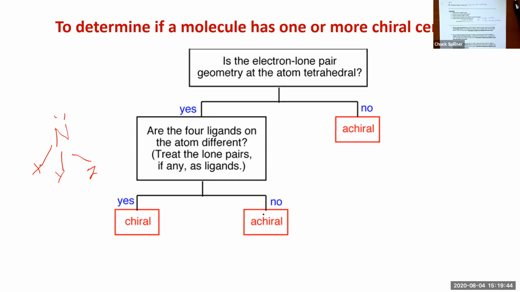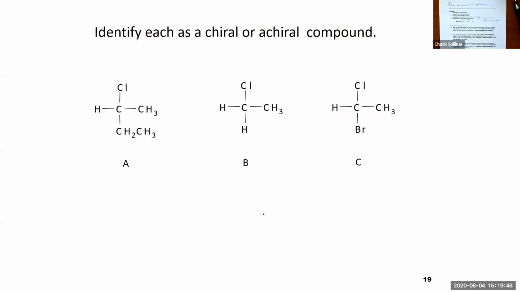So that's a flow chart you can use to decide if a molecule is chiral or not. Here are a few examples. Identify each as chiral or achiral. Let's look at A. We have a carbon in the middle, and it's tetrahedral, so it follows the first question. Are all 4 ligands attached to the carbon different? Yes, they are. We have C2H5, CH3, Cl, and H. So A is chiral.